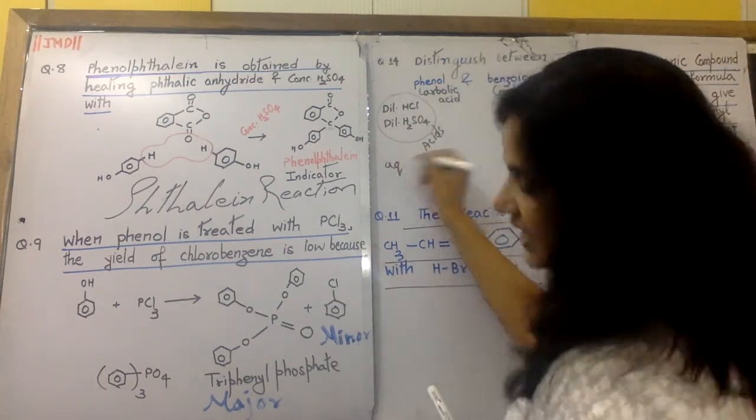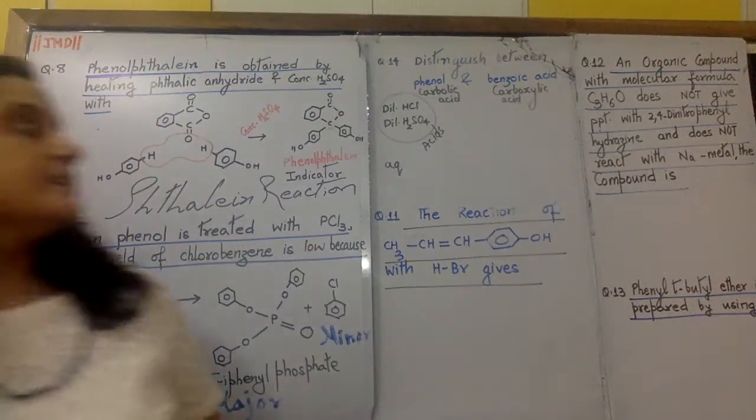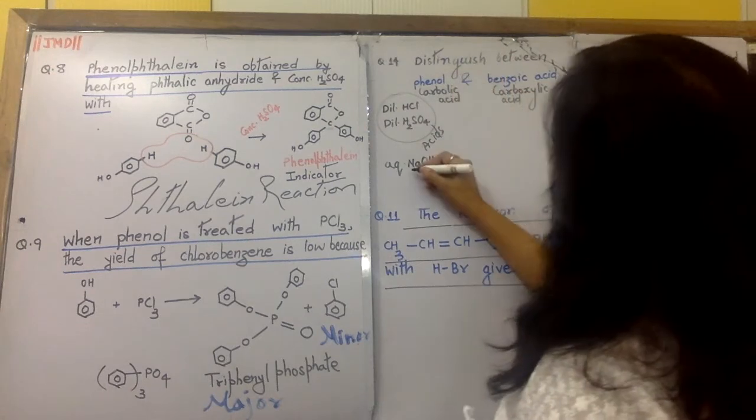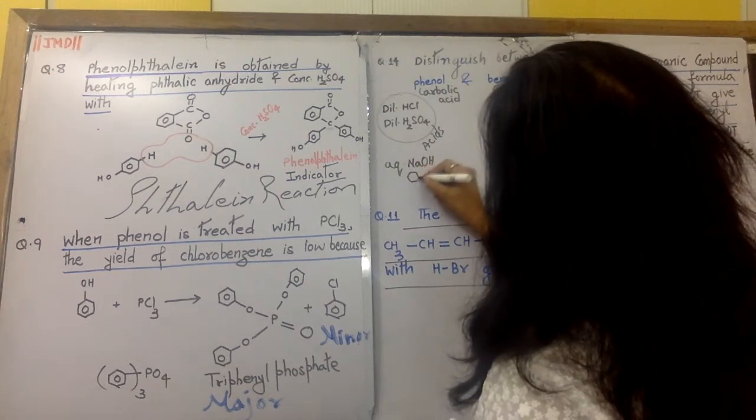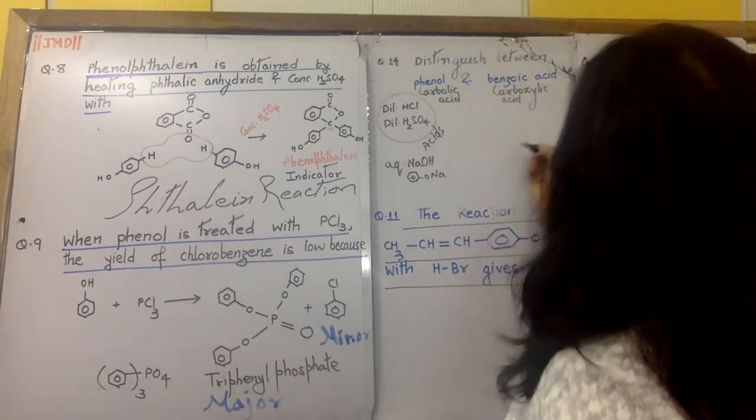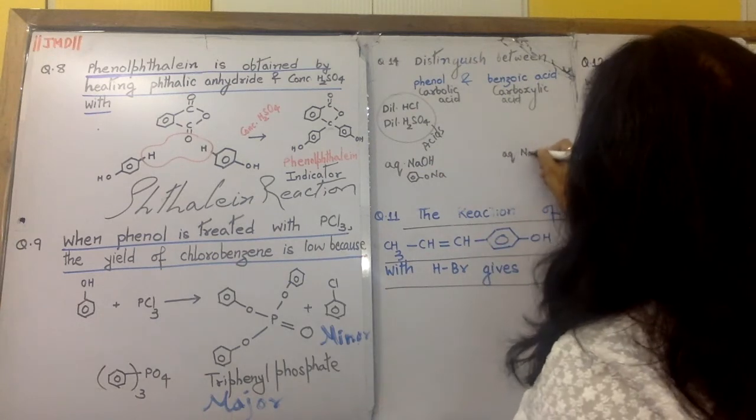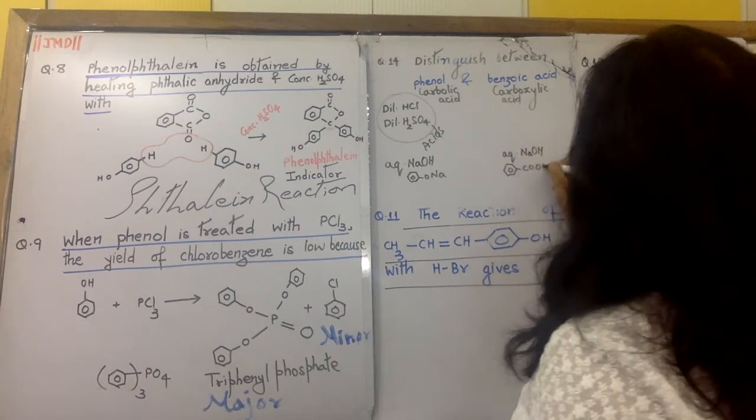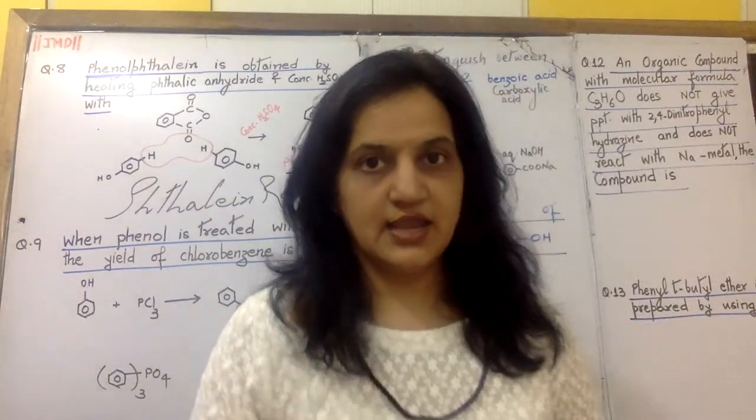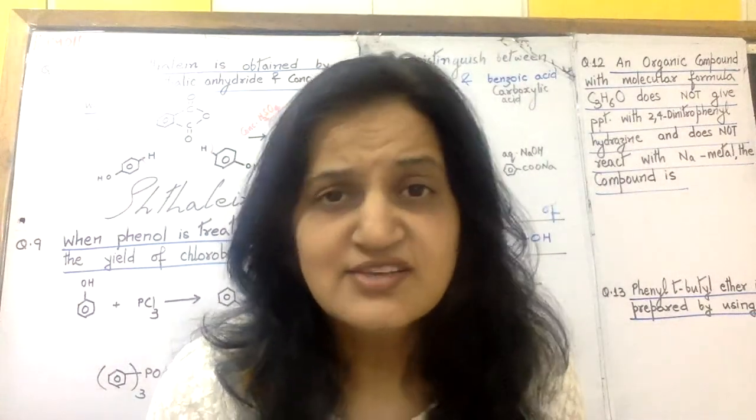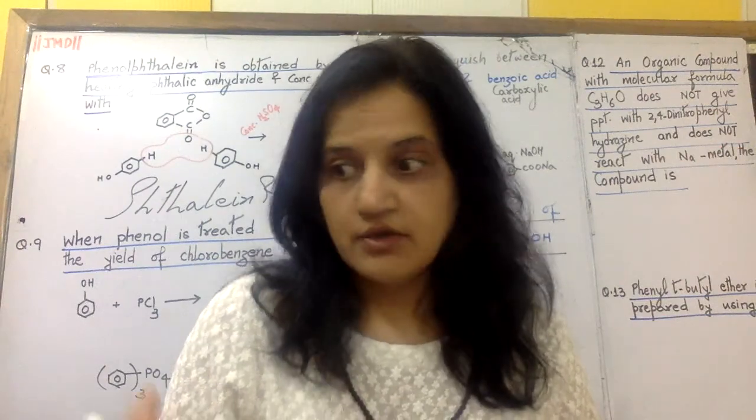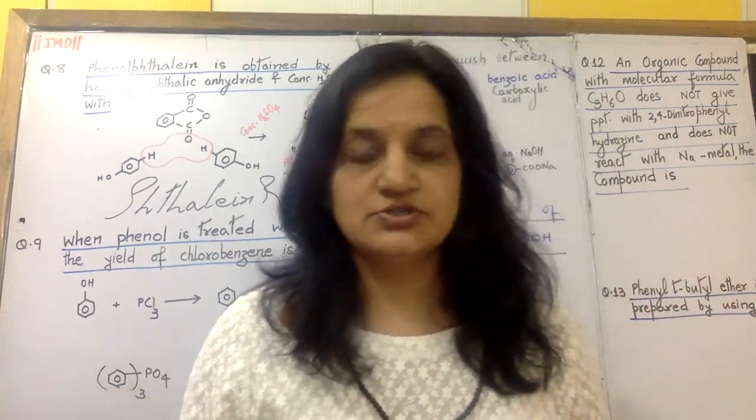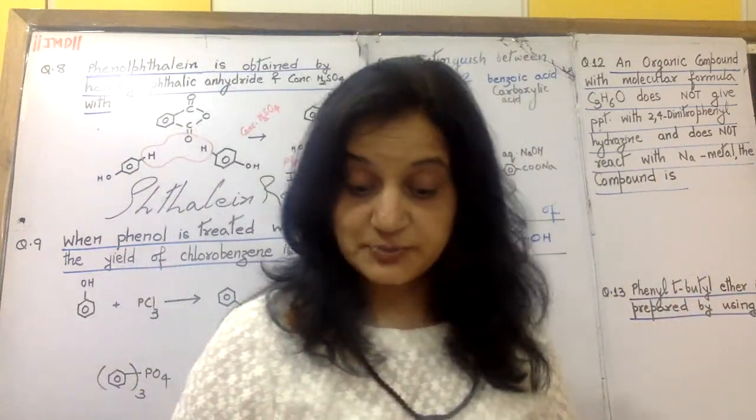Next option is 5% aqueous NaOH. Now, phenol with NaOH will give sodium phenoxide, and benzoic acid with aqueous NaOH will give sodium benzoate. Both are salts, white PPT. So you can't distinguish because phenol वाले में भी white PPT दिखेगा, benzoic वाले में भी white PPT दिखेगा. So how can I distinguish? So we can't distinguish.